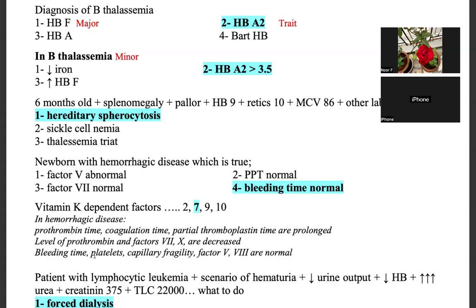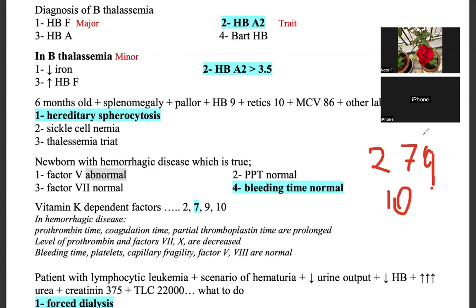So we have to remember all these things. So bleeding time is normal, but here APTT will be abnormal. Factor 7 will also be abnormal. Factor 5 will be normal. So in all these options, the options are so confusing. So how to remember this? Easiest way is we have to always remember the vitamin K dependent factors. We have to memorize this. The vitamin K dependent factors are 2, 7, 9, and 10.